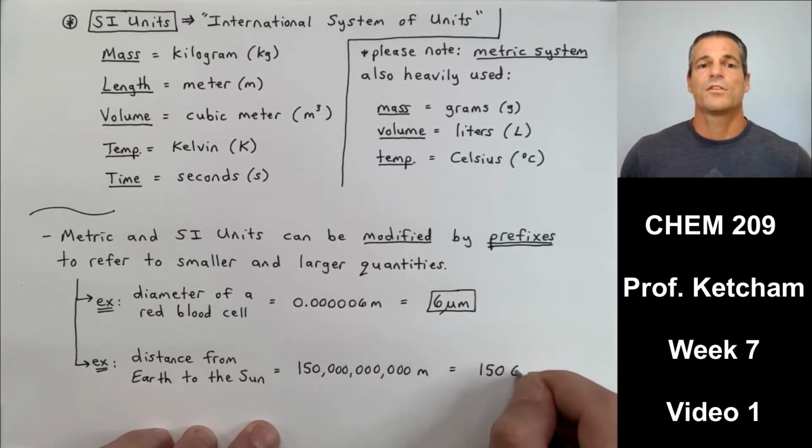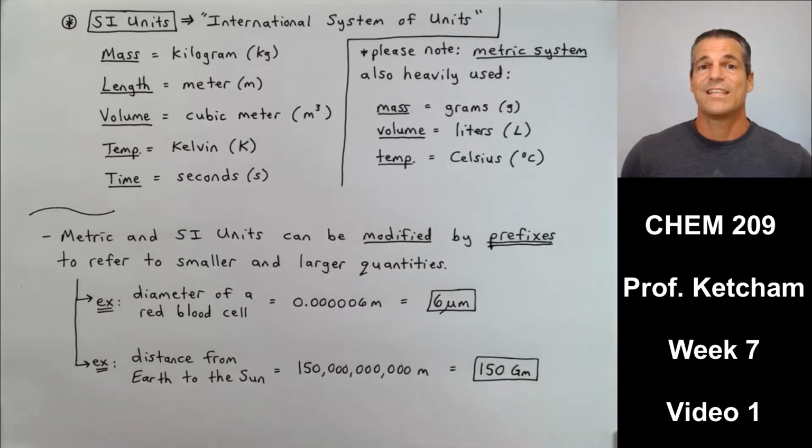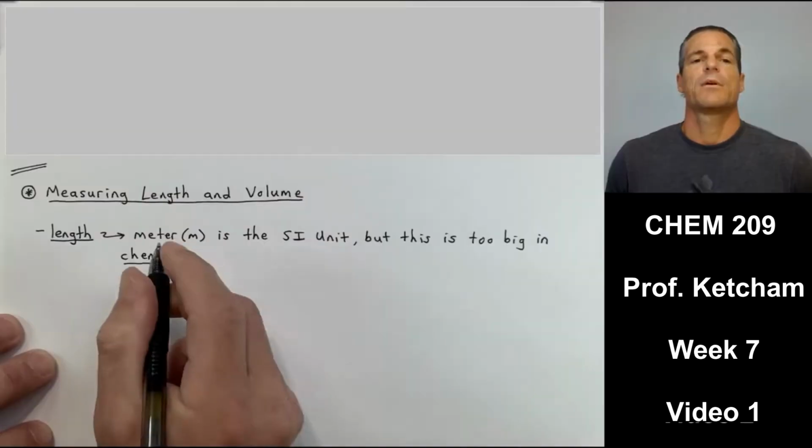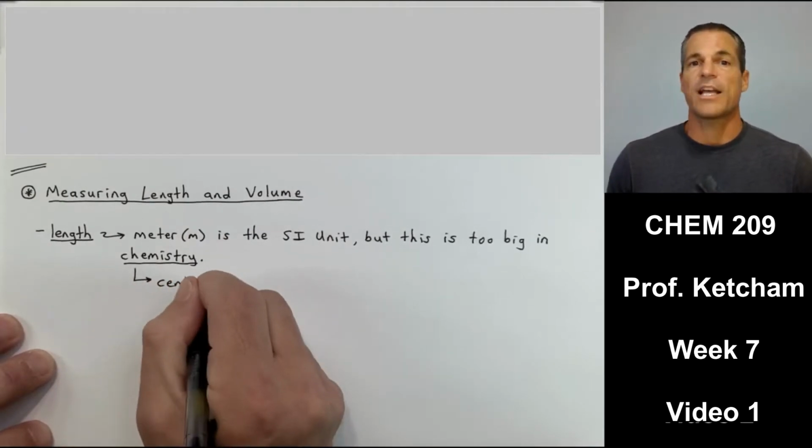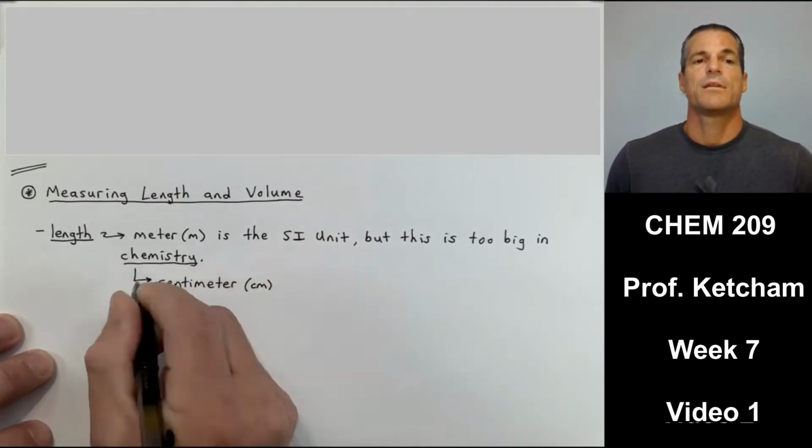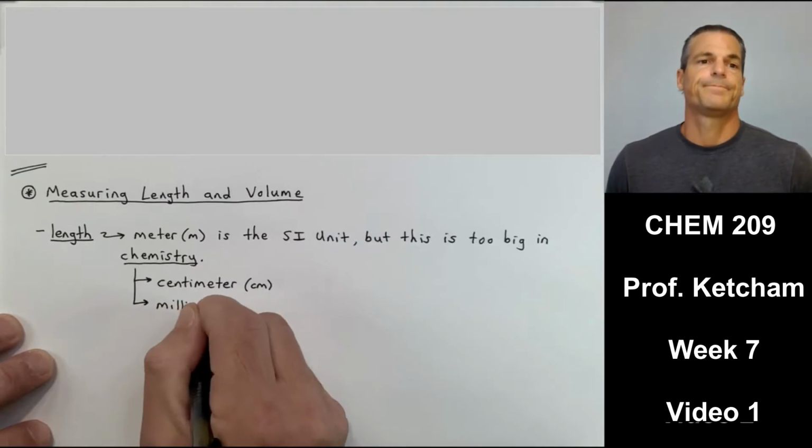Example, the distance from Earth to the Sun, 150 gigameters, or 150 and then 9 zeros meters. So you can see that prefixes come in very handy for putting our units into proper physical quantity amounts. All right, the next little segment of notes for today is measuring length and volume.